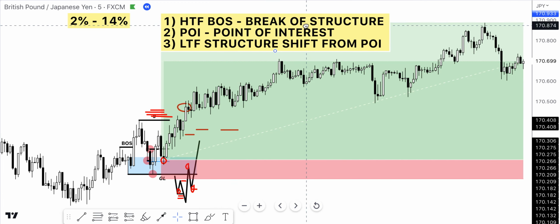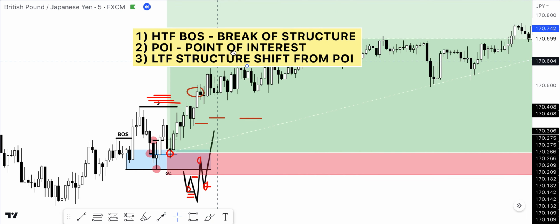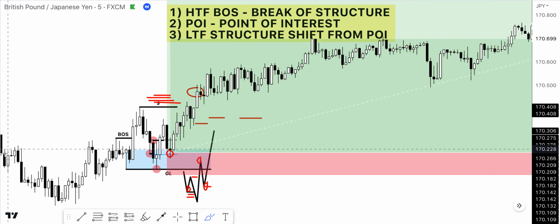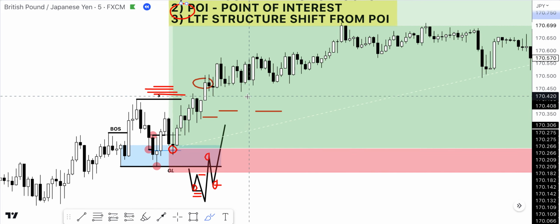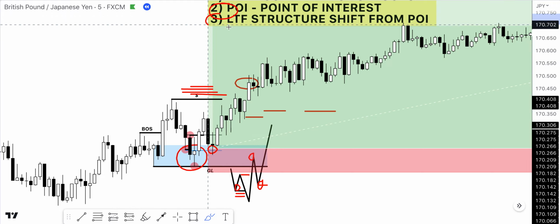Okay, so just to summarize here, what we have is number 1, a higher time frame break of structure. That's this here, higher time frame break of structure to the upside here. Number 2 is our POI, point of interest. That is this extreme demand here to where we're looking at taking a long trade. And then number 3 is our lower time frame structure shift.